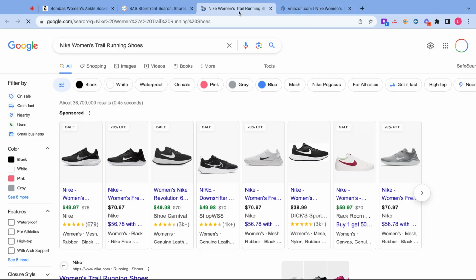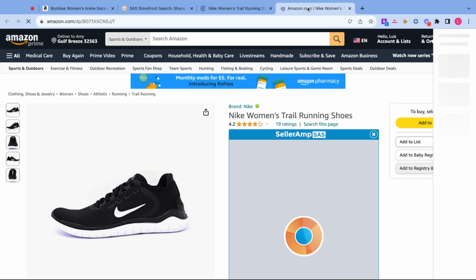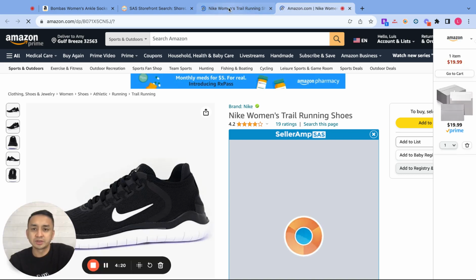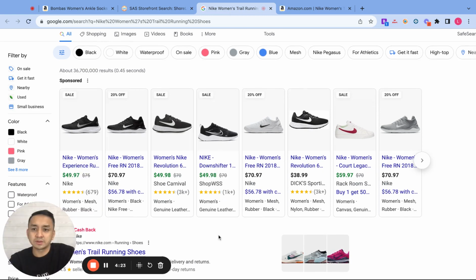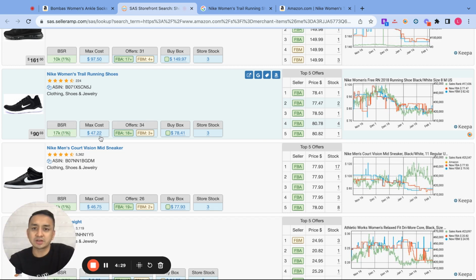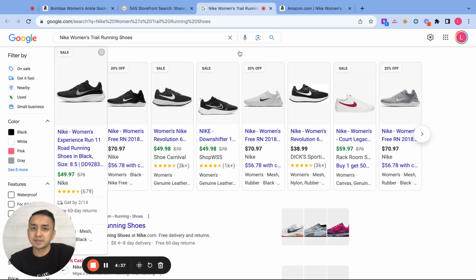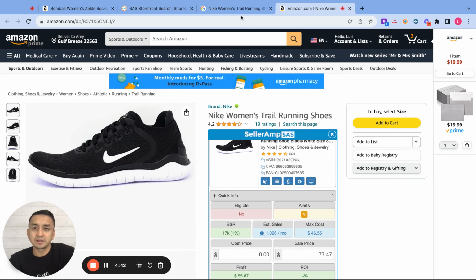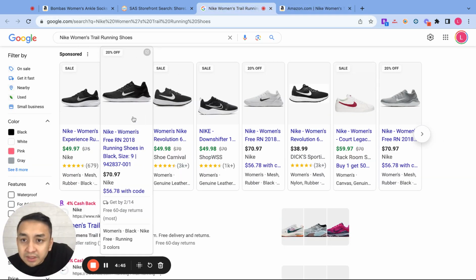So it's another Nike product. So again, open up the Amazon listing and Google Shopping. Okay, so Nike women trail running shoes. So max cost is, wait a second, $4? Oh, $47. I'm sorry. Is that it? Doesn't seem like it. No, it's not it.